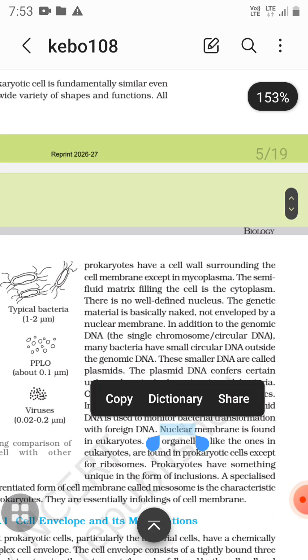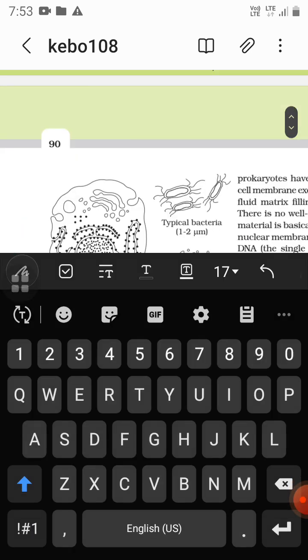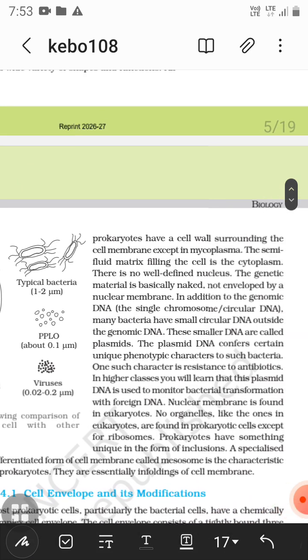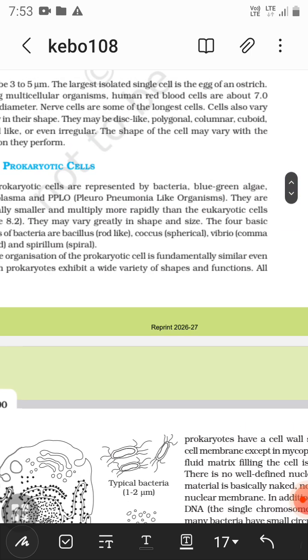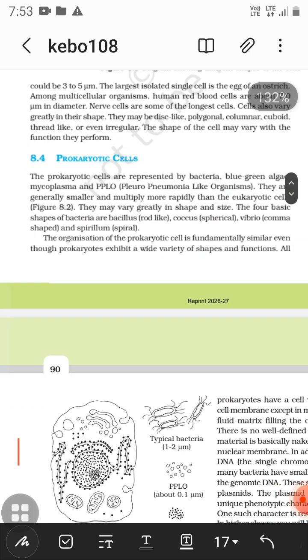And bacterial DNA is a single chromosome or circular DNA, in addition to this small circular DNA, that is the plasmid. So this was about the prokaryotic cells.